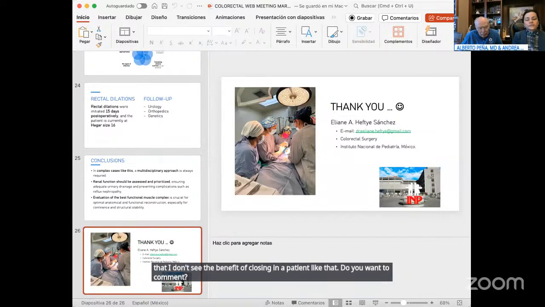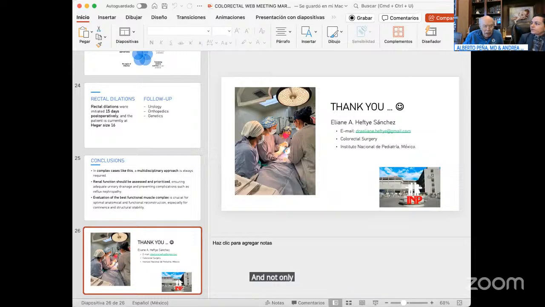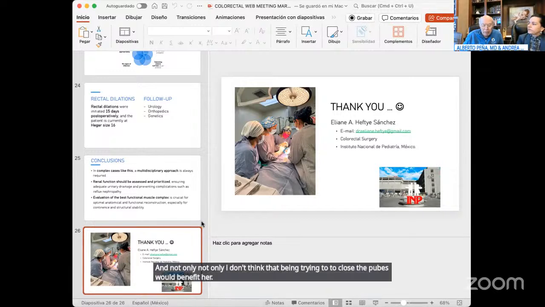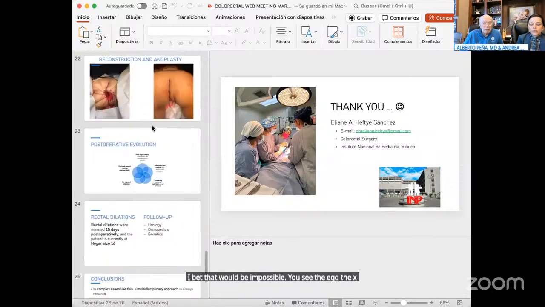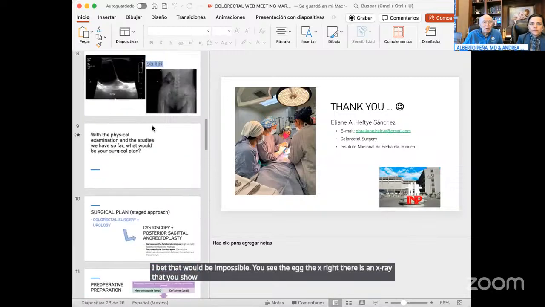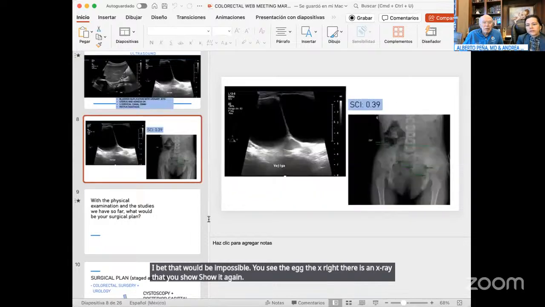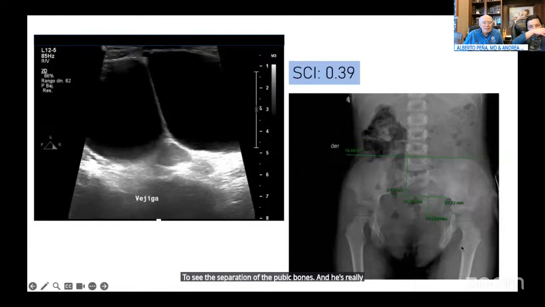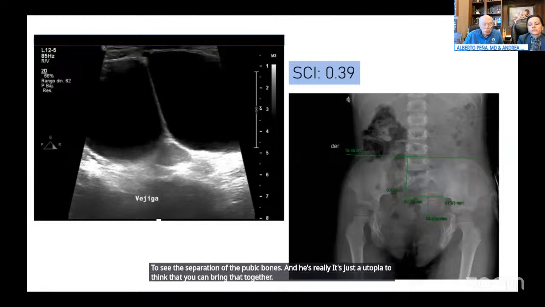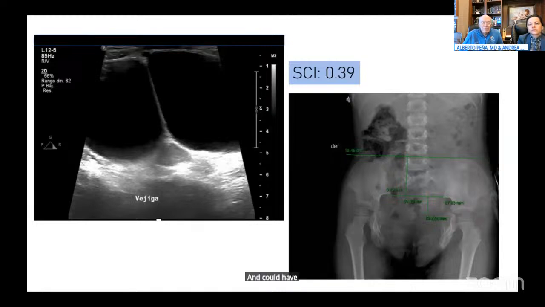Yeah. Not only do I not think that trying to close the pubis would benefit her, I bet that would be impossible. You see the X-ray. There is an X-ray that you showed. Show it again. That one, to see the separation of the pubic bones. It's huge. And it's really just a utopia to think that you can bring that together, and it could have secondary bad effects. So I would not touch that.